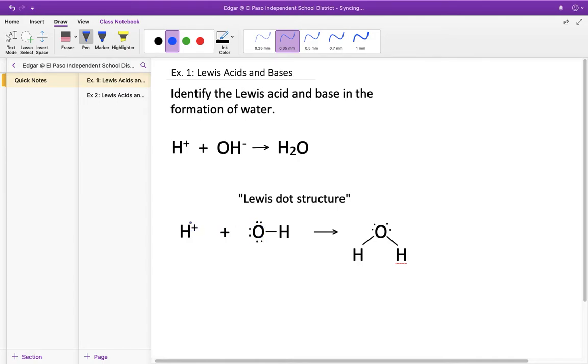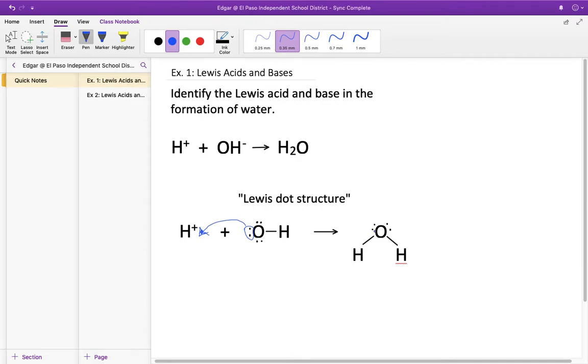Hydrogen ion doesn't have any electrons because remember, to become positive, a hydrogen atom has to lose an electron. So electrons are negative charge, that's why this one's positive. And since the hydroxide ion has an excess of electrons and this one has none, hydroxide ion is going to donate a pair of electrons to the hydrogen ion. So this pair is going to be shared, donated with the hydrogen ion.